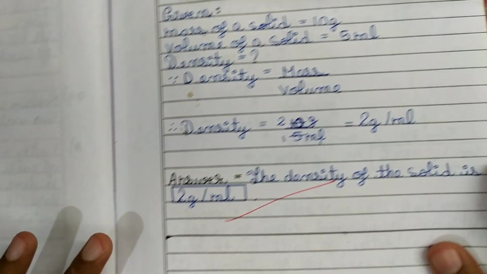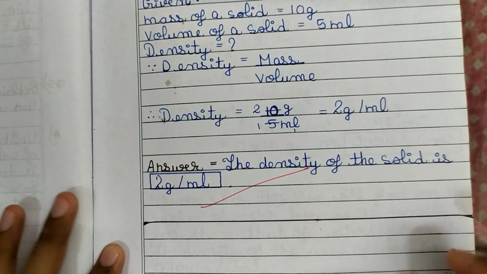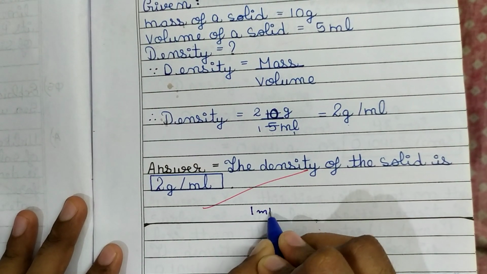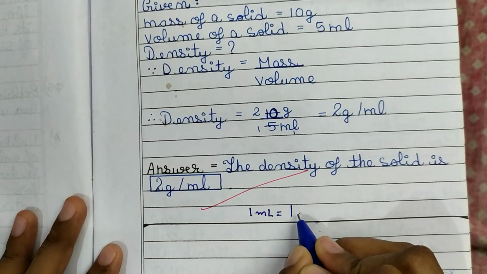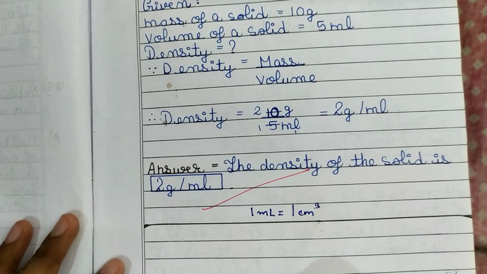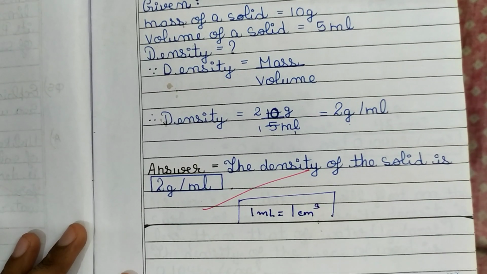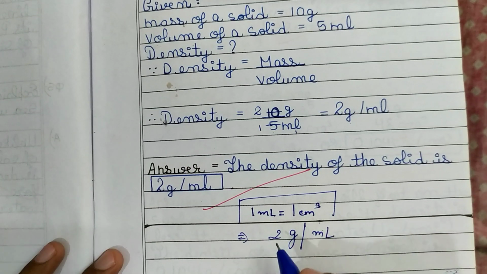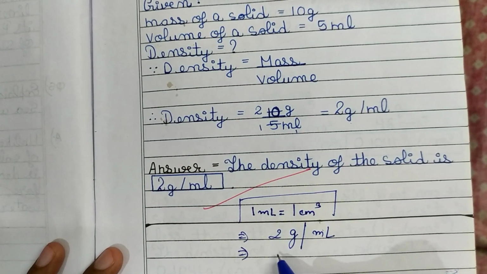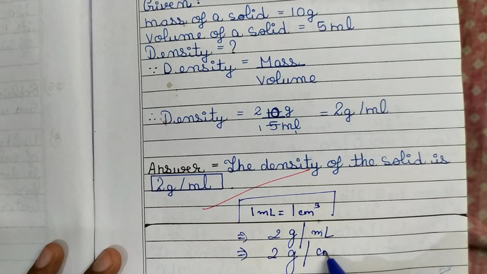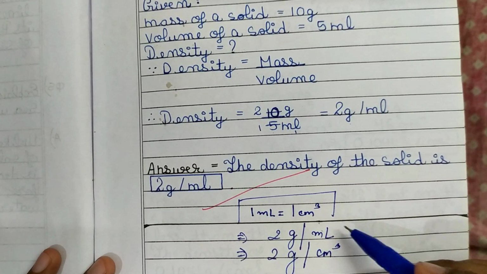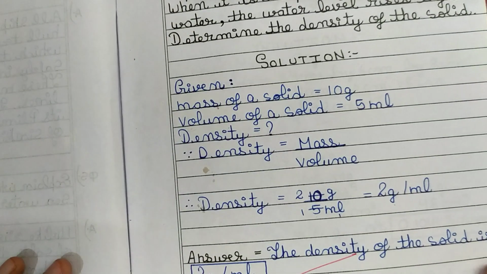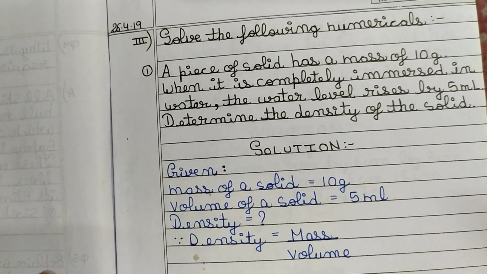Now here only, children, I want to tell you one thing, that we also know that 1 ml is equals to 1 centimeter cube. Okay, this thing was given in class 7th also, that 1 ml is equals to 1 centimeter cube. So we can write like this also or not? If it is given 2 gram per ml, so we can write like this. At the place of 1 ml, we can write 2 gram per cubic centimeter. So both the answers are correct. I hope, children, this was a very simple numerical. Okay, and it is clear to you.